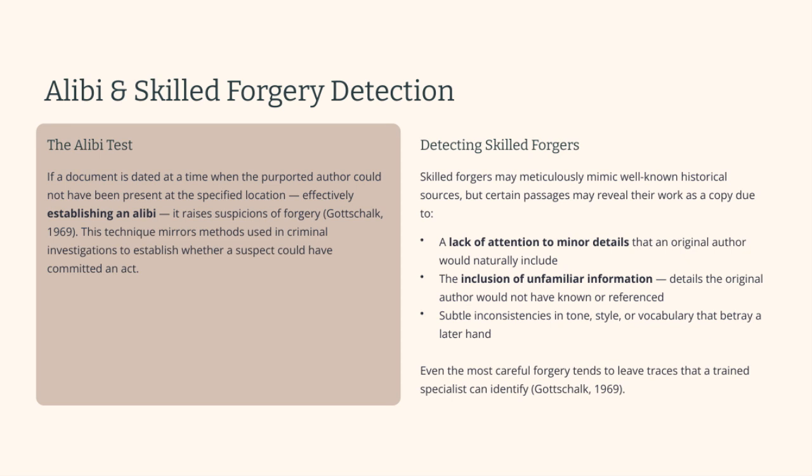Now, one of the most interesting techniques used in forgery detection is the alibi test. If a document claims the author was somewhere at a certain time, but that's impossible, say, they couldn't have been at that location, it raises serious suspicions. This is similar to methods used in criminal investigations, where establishing an alibi can confirm or deny a suspect's involvement. So, in essence, by cross-checking dates and locations, we can spot inconsistencies that point to forgery. This approach helps us differentiate genuine documents from cleverly faked ones, reinforcing the importance of thorough, expert analysis in preserving the integrity of historical records.